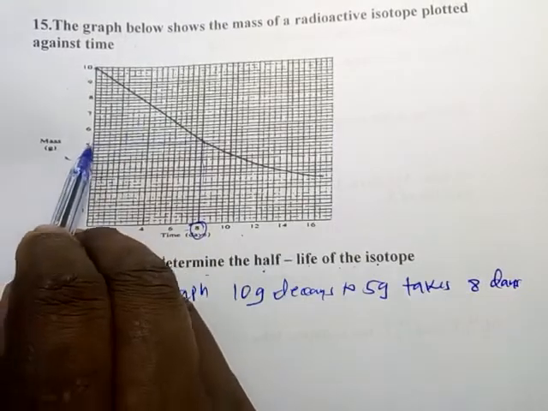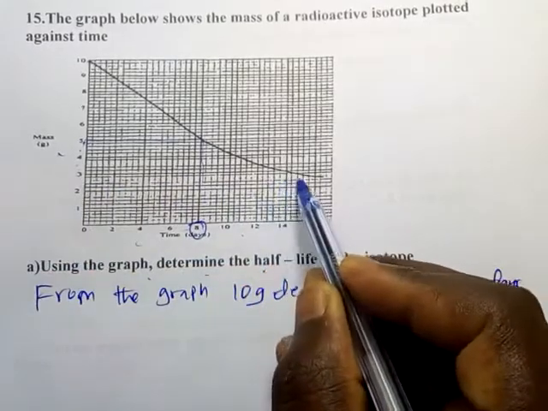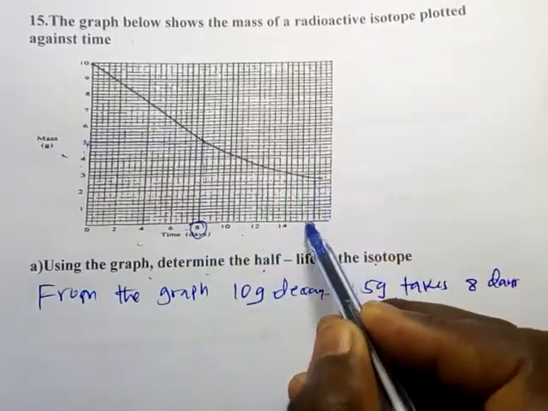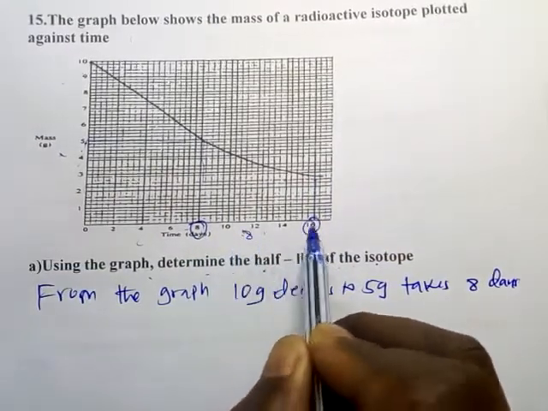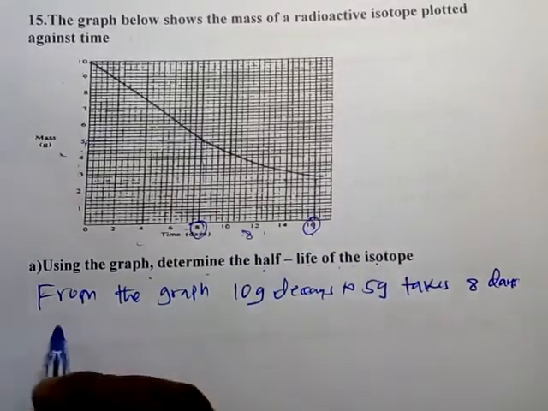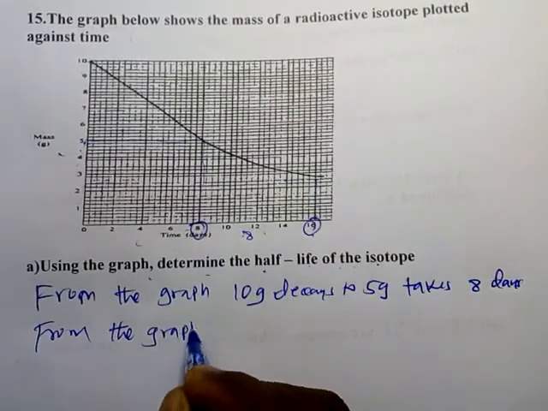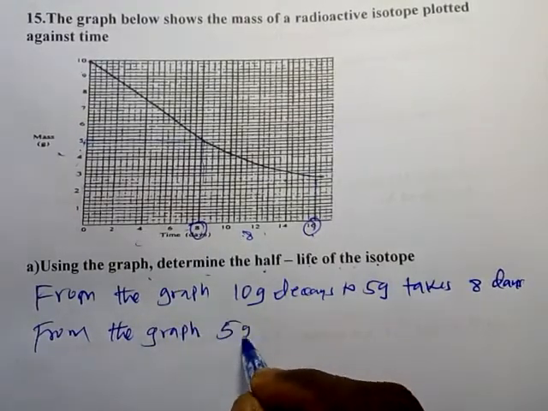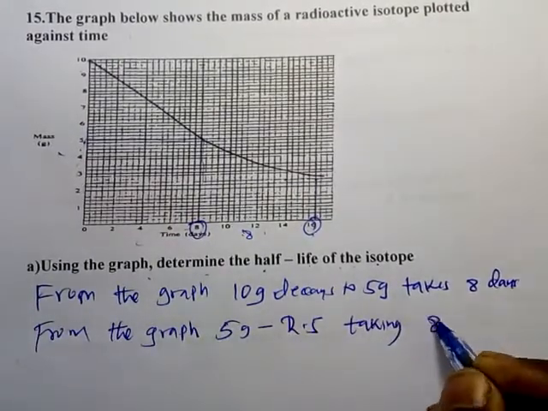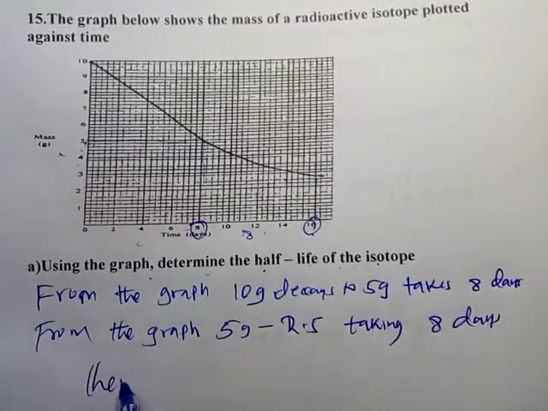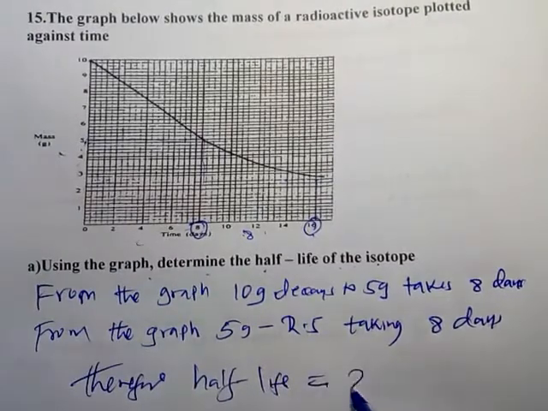So let us see from 5 to 2.5. You see, it is coming to 16. So 16 minus 8 is 8. Therefore, half-life is a constant. So also from the graph, five grams decays to 2.5, taking 8 days. Therefore, a half-life equal to 8 days.